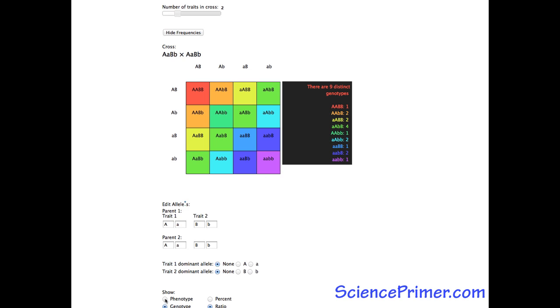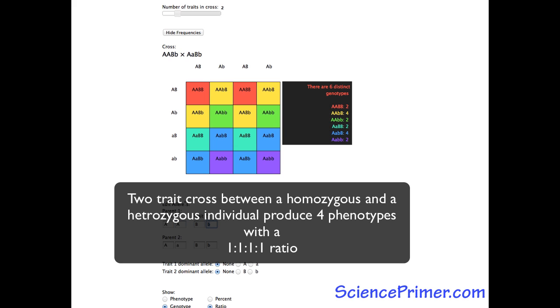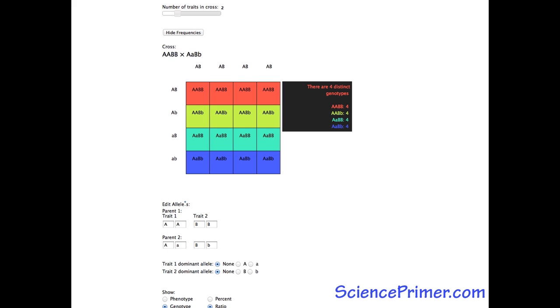A simpler pattern arises when one of the parents is homozygous for all traits. In this case, the alleles contributed by the heterozygous parent drive all the variability. A 2-trait cross between a heterozygous and a homozygous individual generates 4 phenotypes, each of which is equally likely to occur. More complicated patterns can be examined.